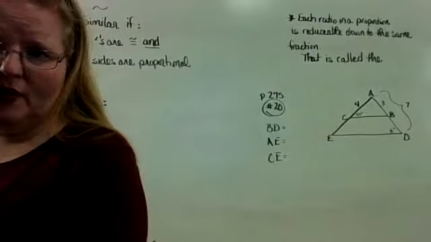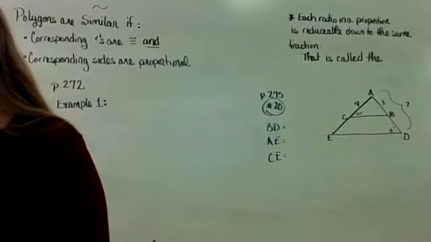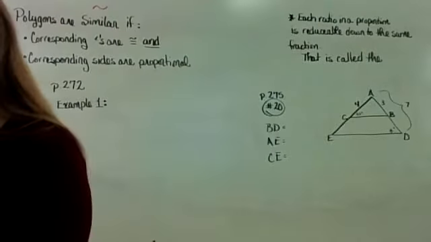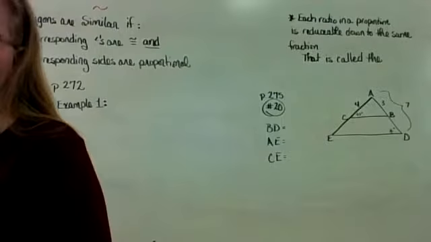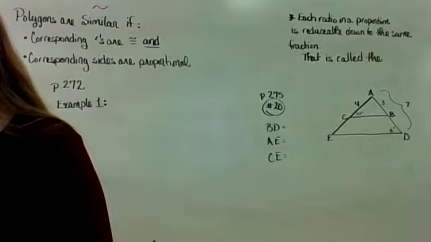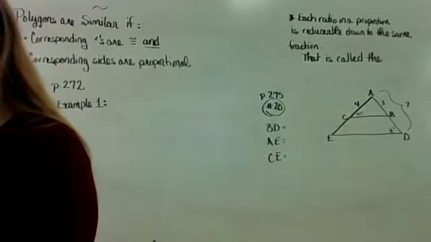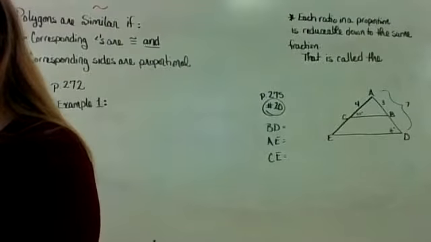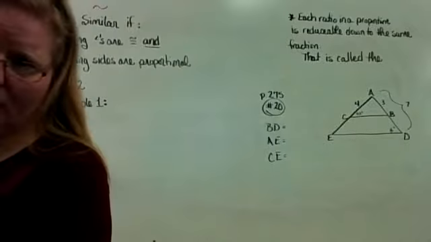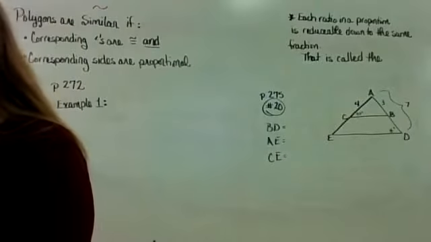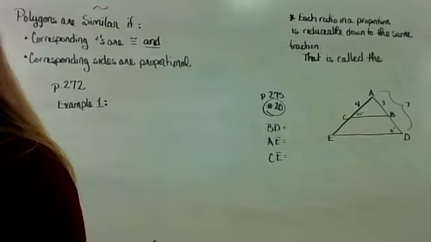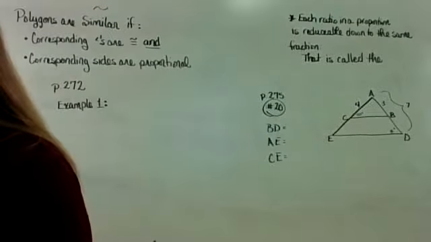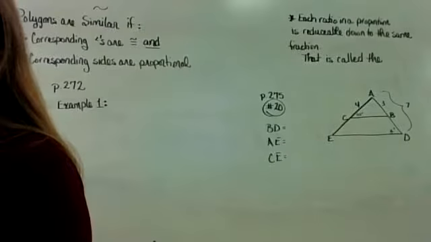So I'm looking in my book, you look in yours. Okay, 272, example number 1. At the top, they want to know if these are going to be similar or not. For A, we can see that angle C and angle F are both right angles, so they are congruent. We can see that angle A and angle D are both x, so they are congruent.